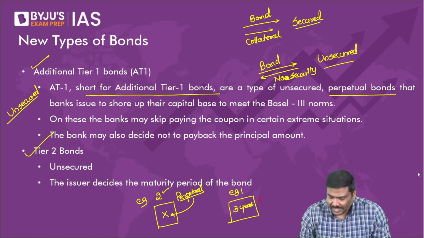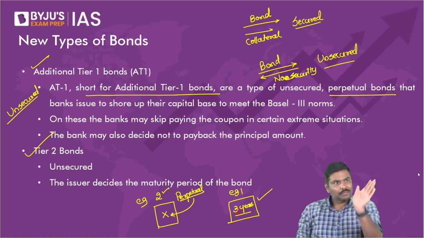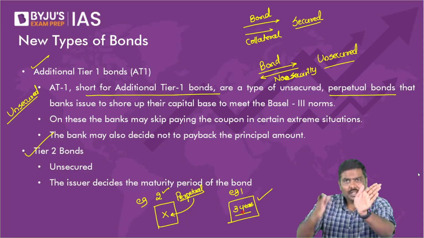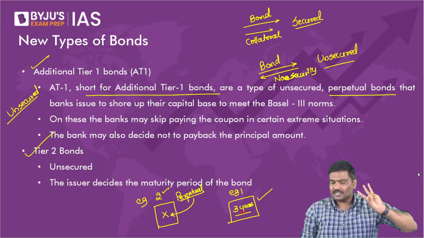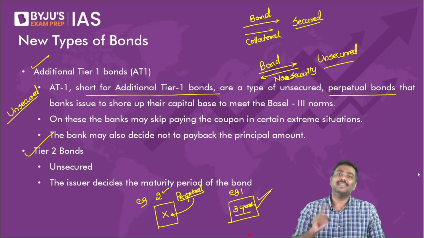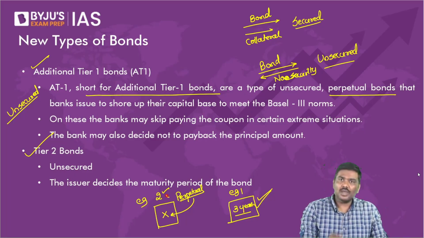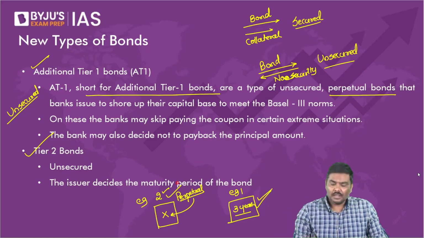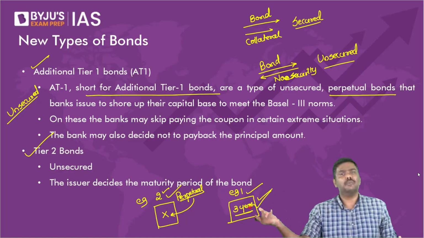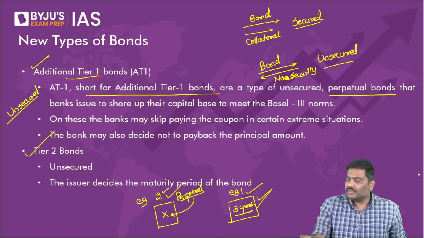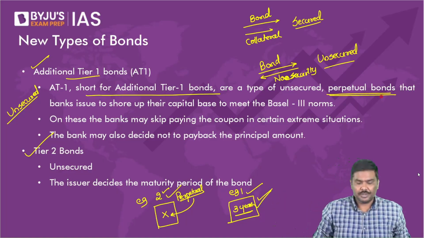Whereas in case of example 1, I'm issuing a bond to you, and in the bond it is written that the bond will have a maturity period of 3 years. So perpetual bonds do not have a maturity period, while non-perpetual bonds have a fixed maturity period, for example, government bonds. Additional tier 1 bonds are perpetual bonds.